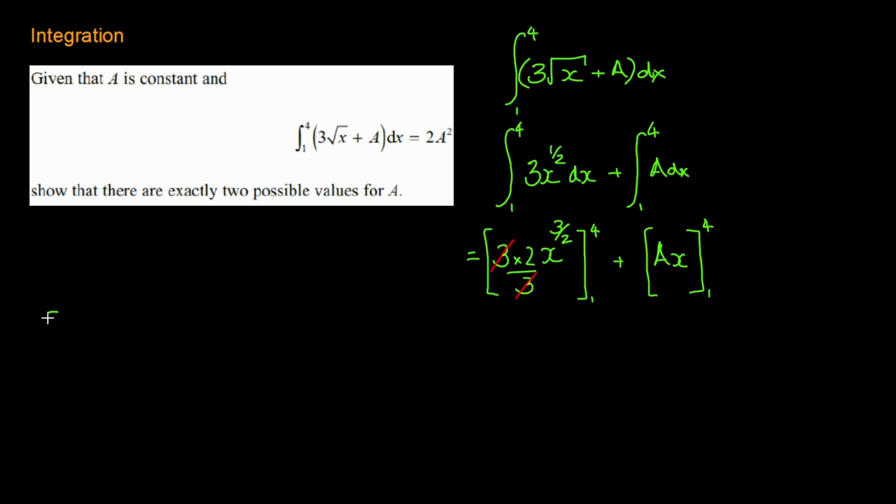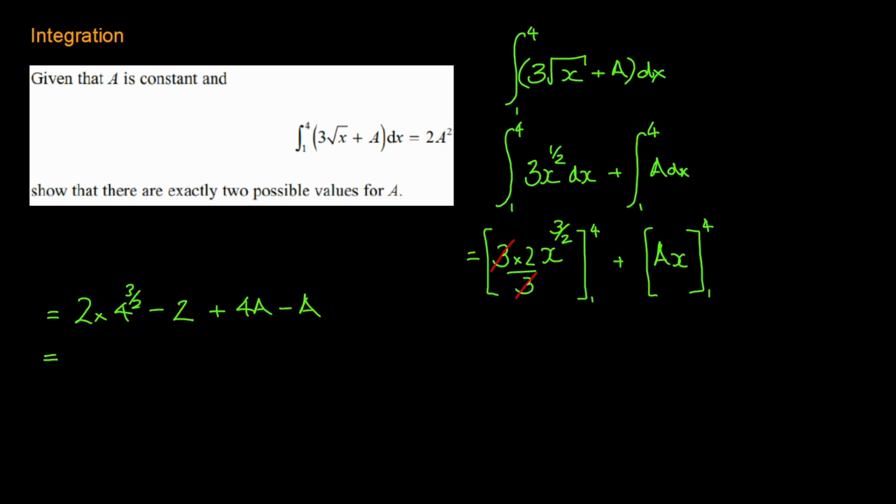And now popping in limits and coming down here, we get 2 multiplied by 4 to the 3 over 2, minus, putting in 1 here, 1 to the 3 over 2 is still 1, so it'd be minus 2. Plus, now the second term, putting in 4, we get 4a, minus, putting in 1, we get a.